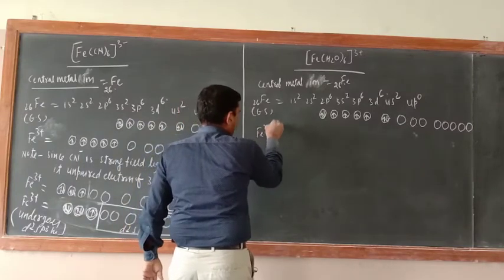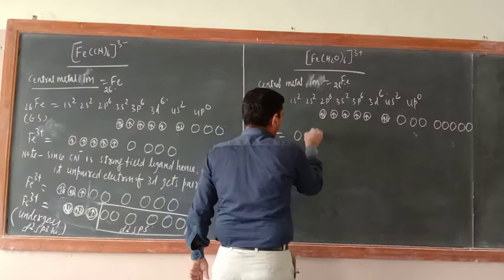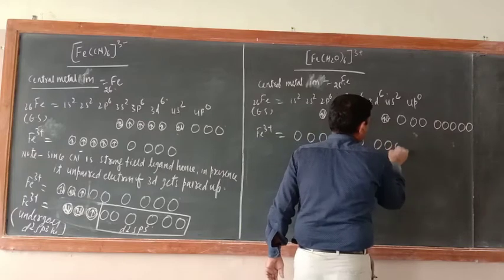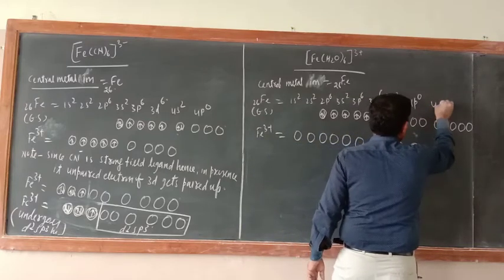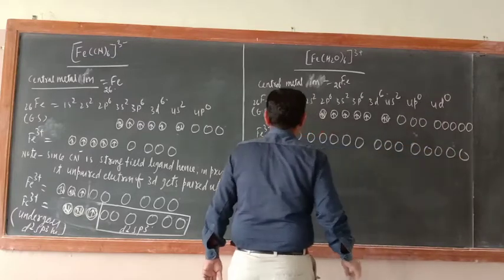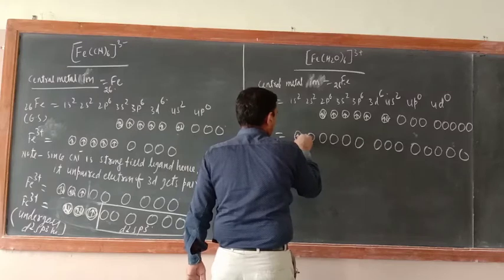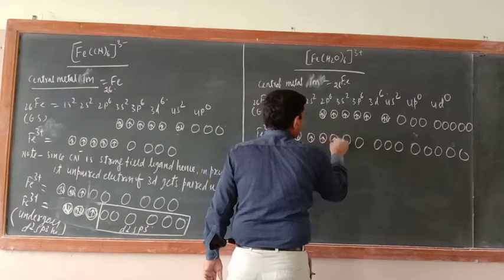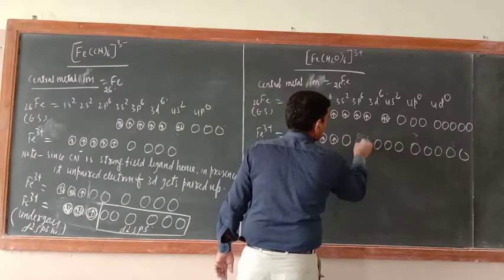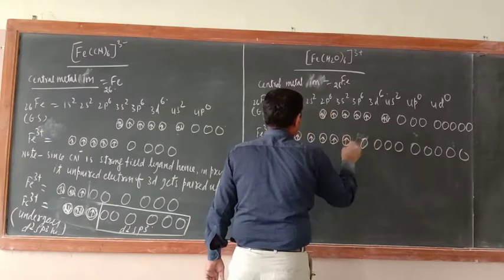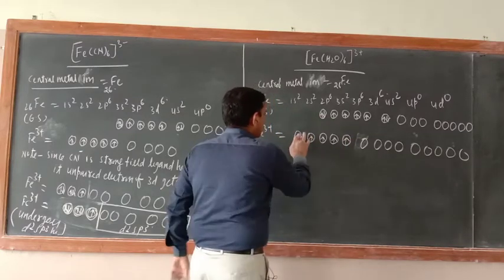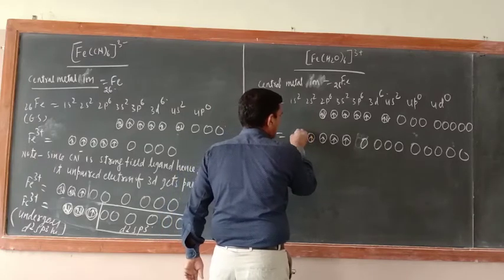Now Fe3+ means what is there? 1 2 3 4 5, 1 1 2 3. Now 4d, here write 4d0. So here what is there? 1 2 3 4 1 2 3, yes, 4 5, here 6. This is Fe3+. So 3 positive means 3 electrons are removed, here a single electron.